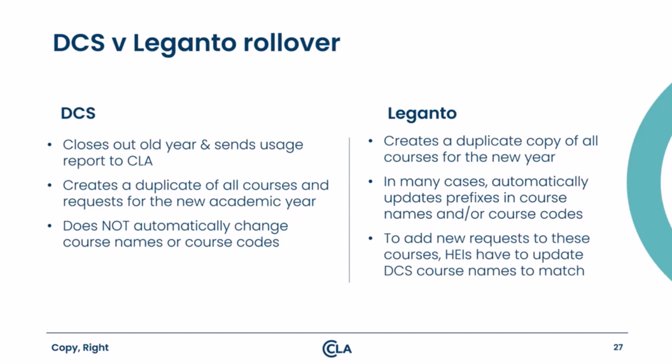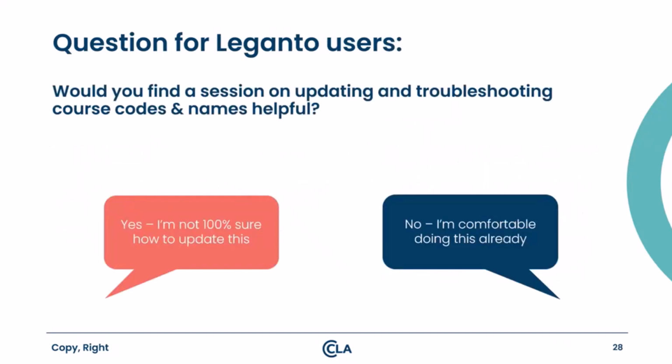And it means that if we don't address it, if you add a new request on the Leganto side, Leganto will search for the course code in DCS. It won't find it because it's been updated in one and not the other, and it will create a new course. So we need to basically bulk update the names in the DCS. We don't have to do it before rollover, but we have to do it before you start making changes for the new year. So at the moment, it's just a question for those of you who are Leganto users.